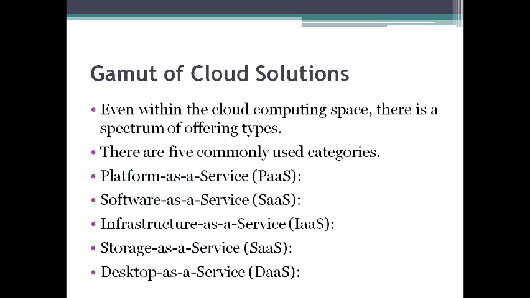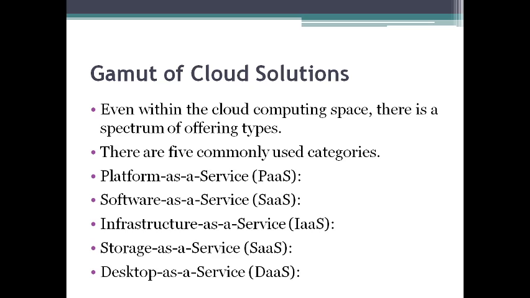The next topic is gamut of cloud solutions. Now there is a spectrum of offering types. Basically, there are 5 commonly used categories. The first one is PaaS, Platform as a Service. In this type of service, you have the provisioning of hardware, operating system, frameworks, and database for the developers where they can write custom applications.